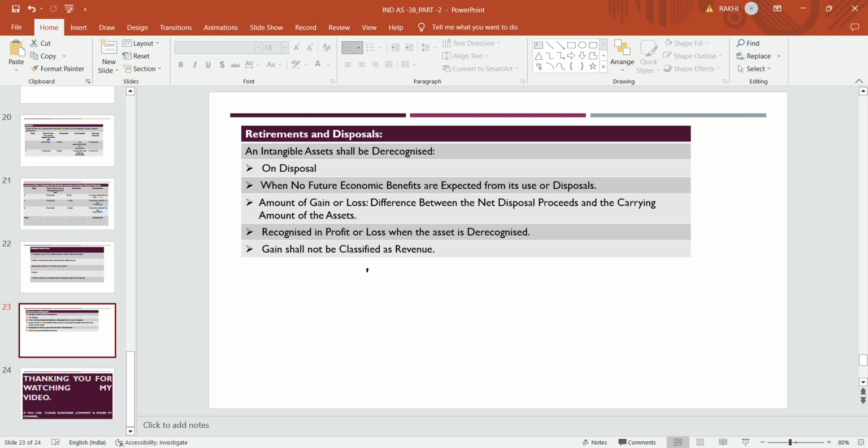Retirement and disposal. An intangible asset shall be de-recognized on disposal when the asset is sold, or when no future economic benefit is expected from its use or disposal. When there is no future economic benefit from that asset, or there is no use of that asset, then it should be disposed of, and it should be de-recognized from the books. The difference between the net disposal consideration which the entity gets and the carrying amount in the books is the profit or gain, and it should be recognized in the P&L account as profit or loss from the sale of the asset. And it shall not be classified as revenue.